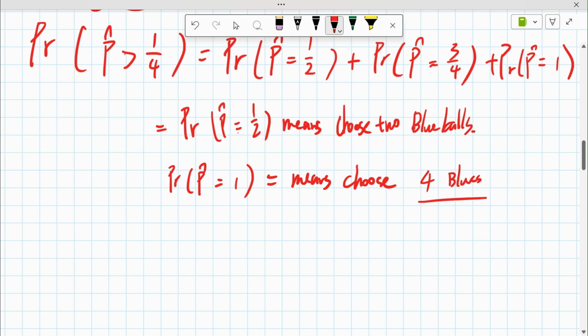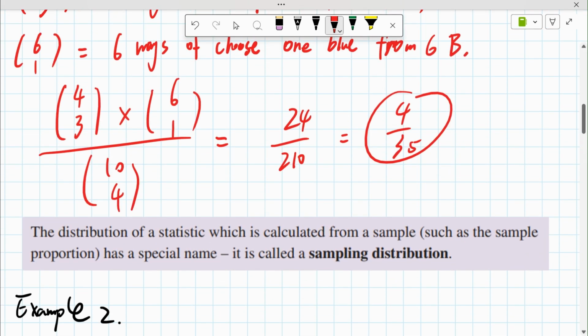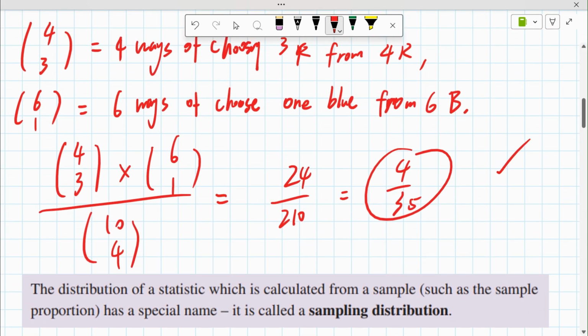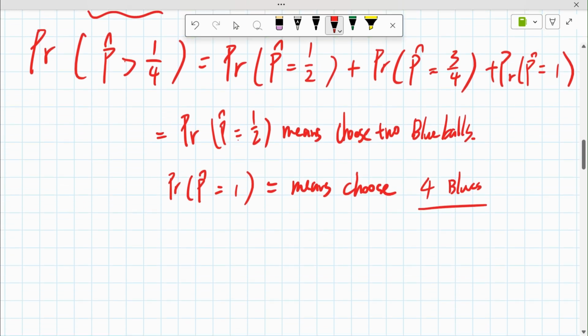So does that make sense? If you have a sample size of 4, and this is a quarter, it's 1/4. That means you're only choosing 1 blue ball of the 4. But if it's half, that means you're choosing 2. And then 3/4 means you're choosing 3 blue balls out of 4. So that's how that works. And you're just using the same methods here to calculate each of them, as I did earlier.